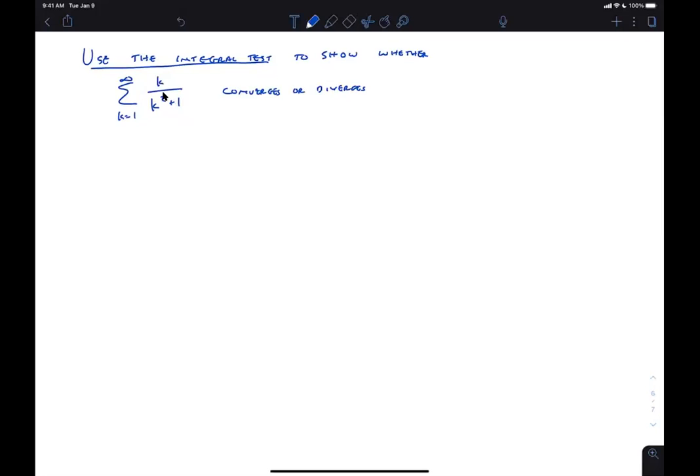When you're doing the integral test, you say, okay, let f of x basically equal whatever this sequence is except with x in it.